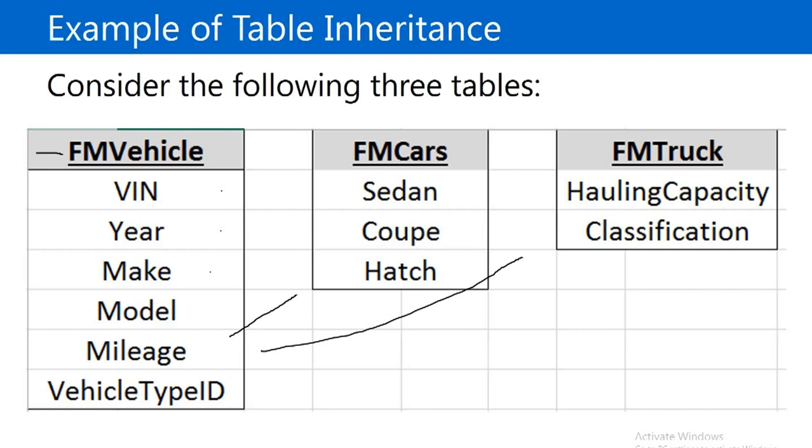Now you'll notice in the FM cars table, we have fields that are specific or independent to a car, such as the Boolean field sedan, which would be, is it a sedan? Yes or no. Is it a coupe? Yes or no. The FM truck table has a field called hauling capacity, which is specific to trucks. So independently, they have fields that are important or specific to them, and they can inherit other common fields from another table so that they don't have to be recreated and re-added.